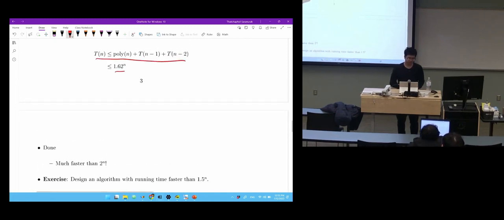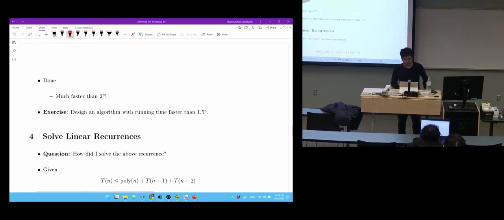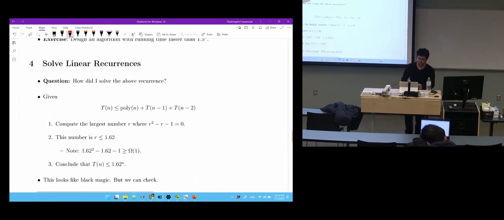Okay, so how did I do this? How did I get this immediately? So let me talk about it. How to solve linear recurrence.